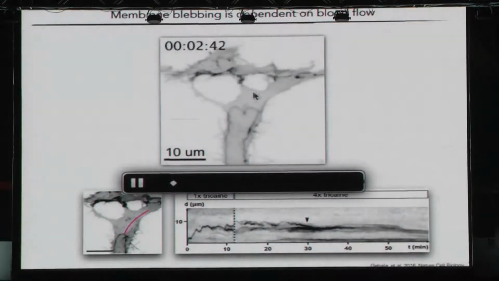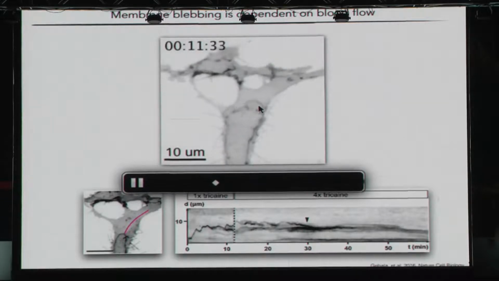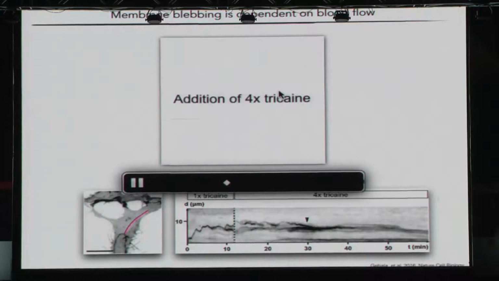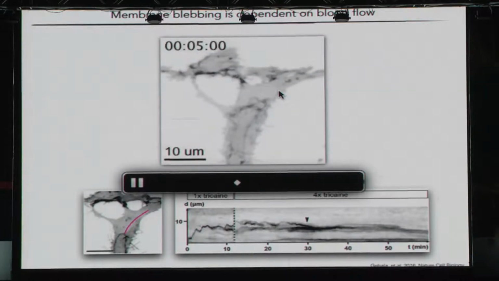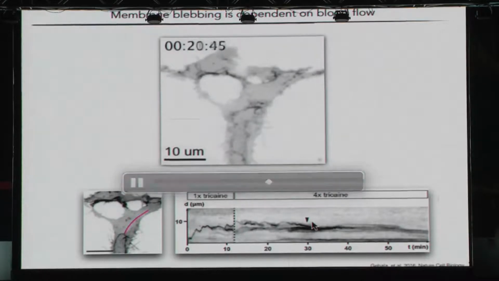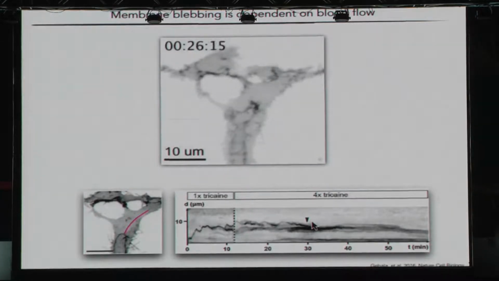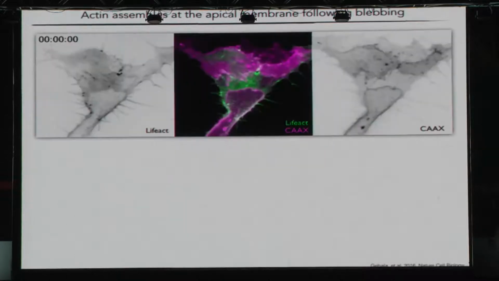This is under normal imaging conditions where we treated the embryos with one-time tricaine. But you can see the membrane blebbing in the apical membrane. But when we added a higher dose of tricaine, so as to inhibit heart contraction and therefore decrease blood flow, you can see that membrane blebbing decreases, shown in this kymograph, and this then inhibits lumen expansion in the vessel.